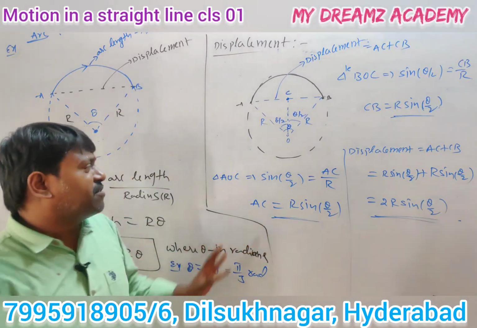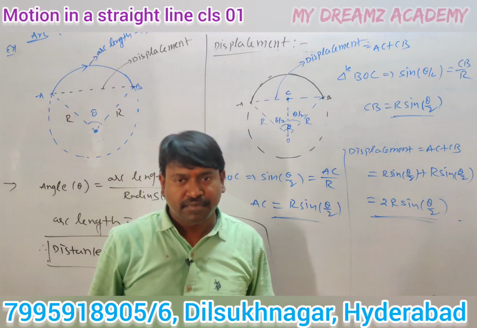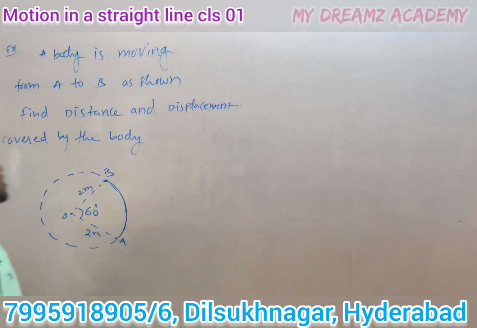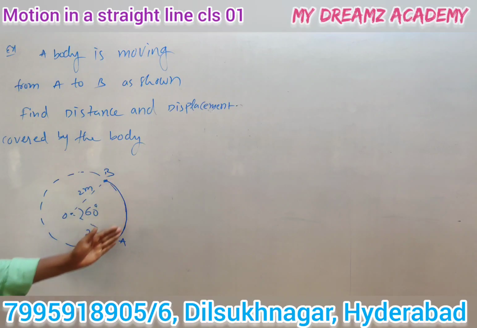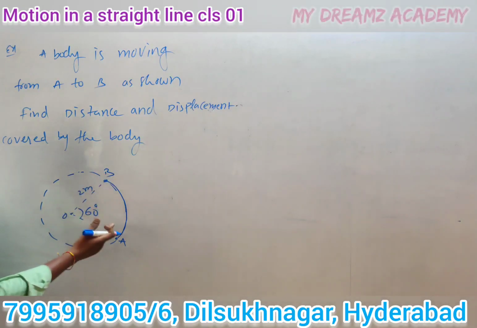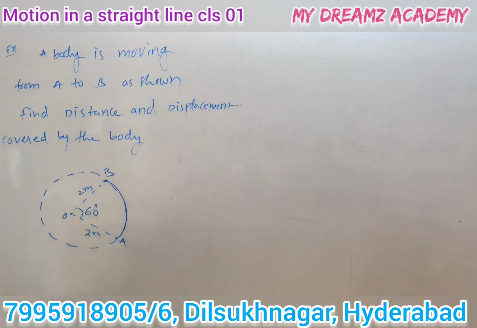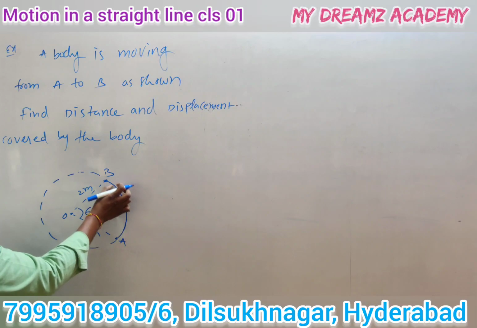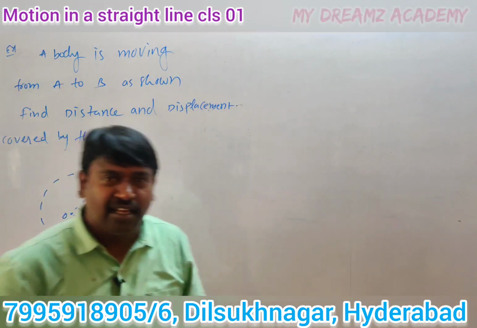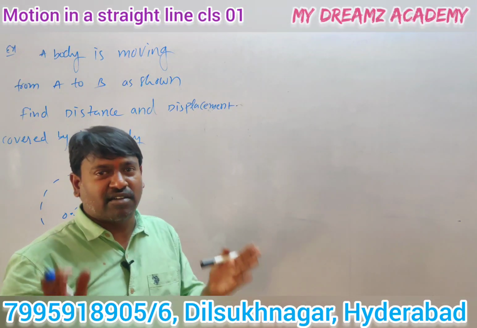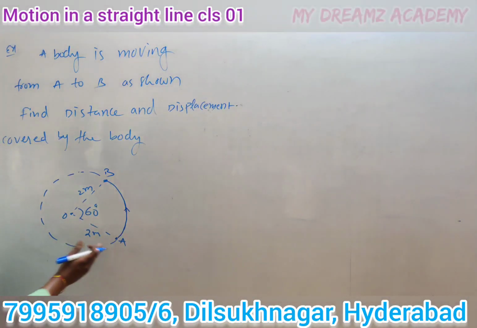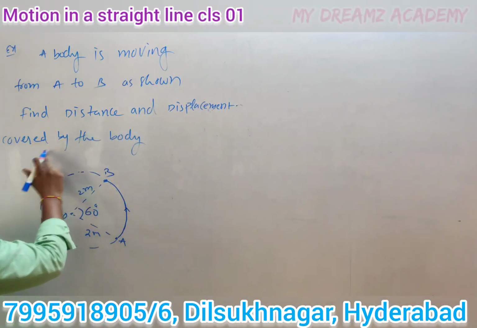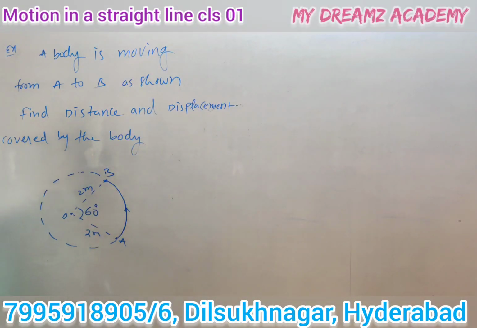Based on this, we will discuss one example problem. Let us see some example. A body is moving from A to B along an arc of radius 2 meters. It makes an angle of 60 degrees at the center of this circle. So it covers only an arc, not a complete circle or semicircle. It is moving along the arc of angle 60 degrees. What are the distance and displacement covered by the body?